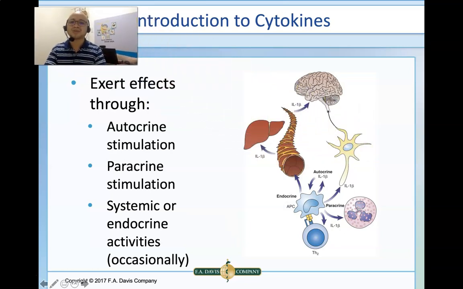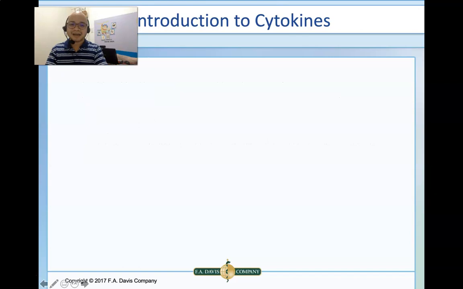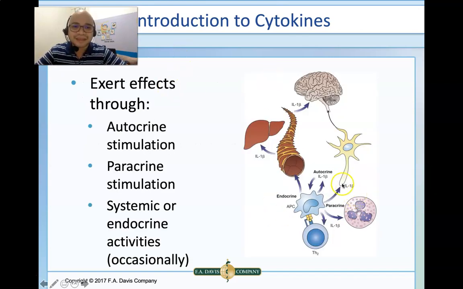Okay. So cytokines will also exert effect through the following. When we say autocrine stimulation, it is the same cell responding to its own cytokine. For example, the macrophage here produces interleukin 1 beta. The cytokine that is produced by this macrophage or by this antigen presenting cell will have an effect on the same cell. So it will stimulate the macrophage to produce more cytokines, to become more active.